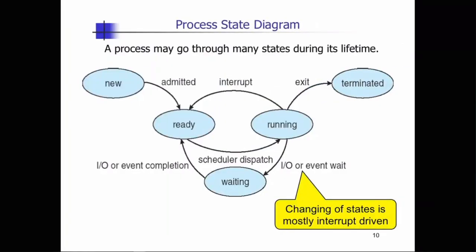Now let's focus a little bit deeper into the process state diagram. So what are the different stages a process goes through in its lifetime? A process may go through many states during its lifetime. So for example, all the ones that are circled, these are states.